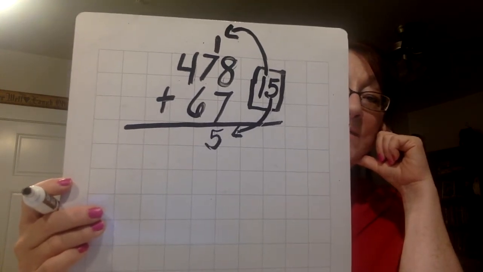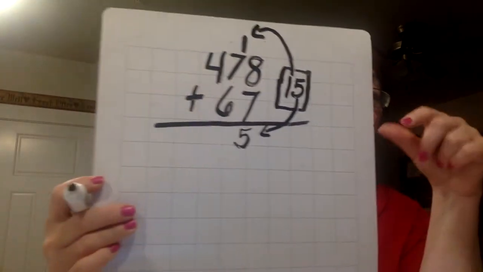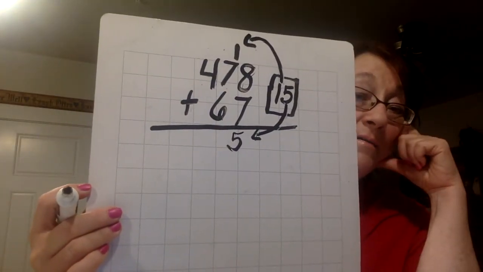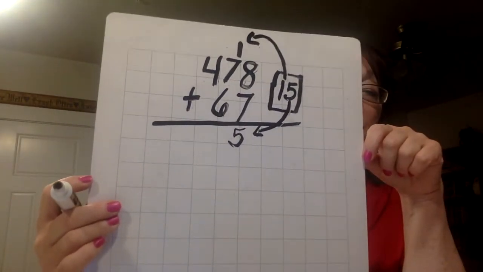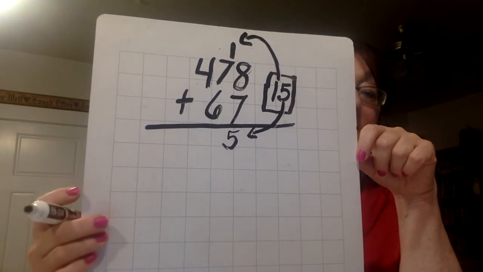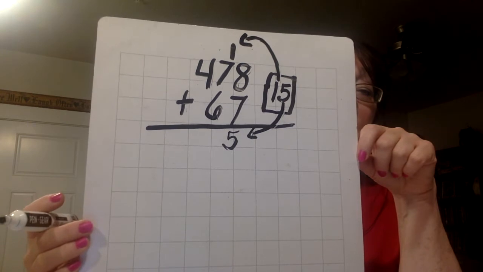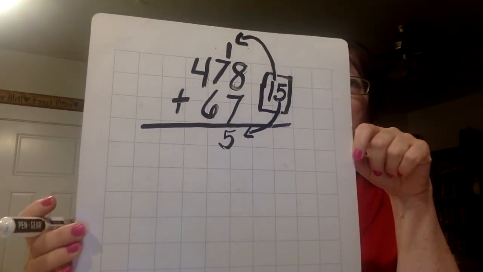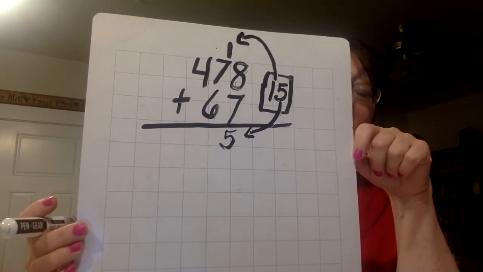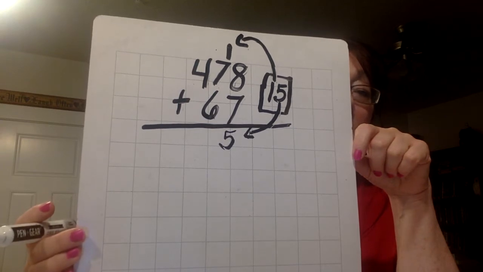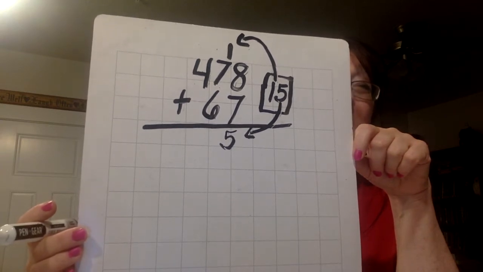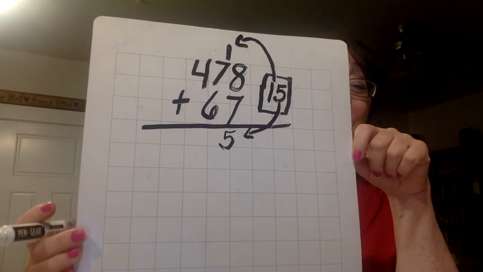So we're done with the ones place. So now what we have to worry about are the numbers in the tens place. So now we have a 1, a 7, and a 6 that we are adding together. Again, we have to decide, if I add all those numbers together, will I have more than 9, where I would need to make a new 100?